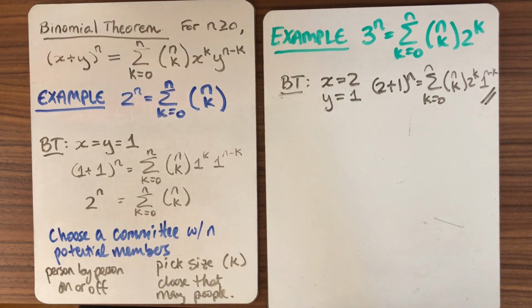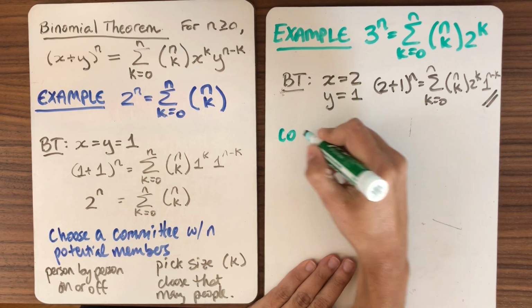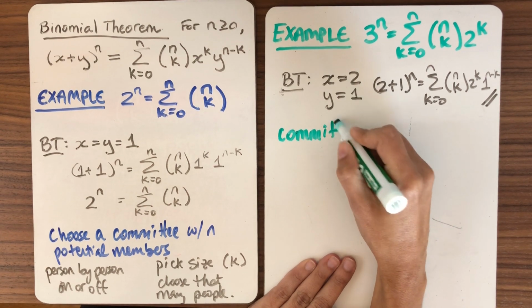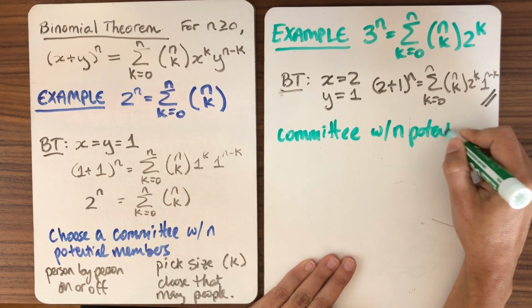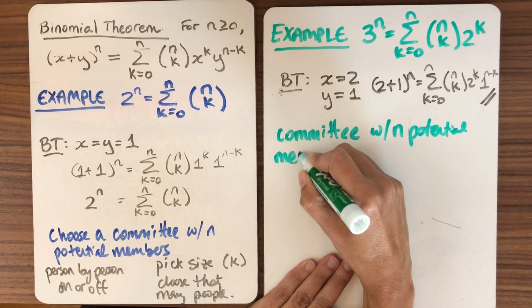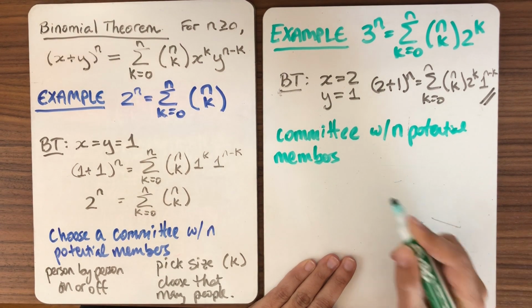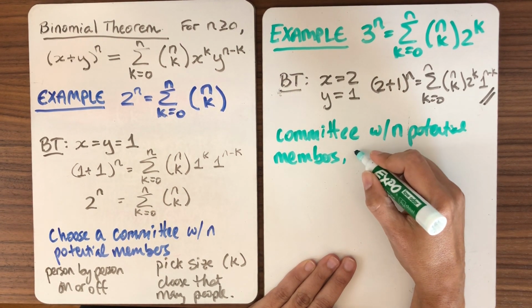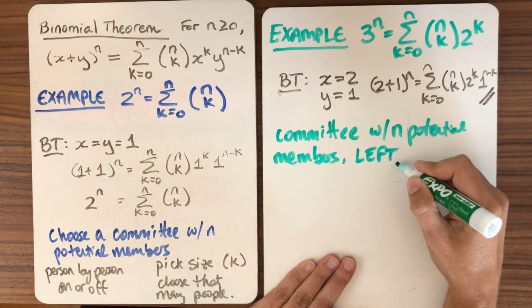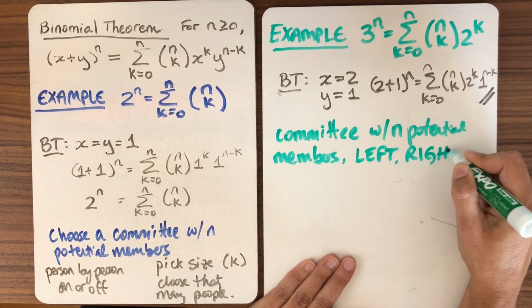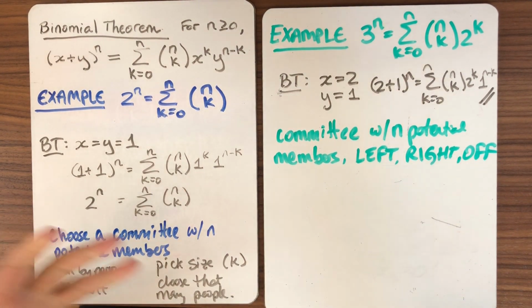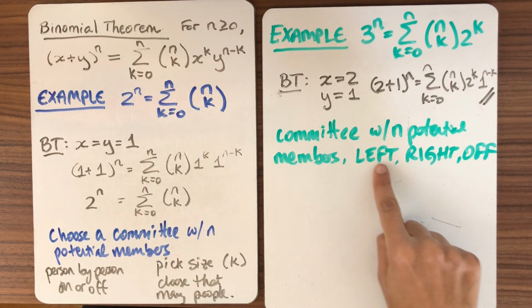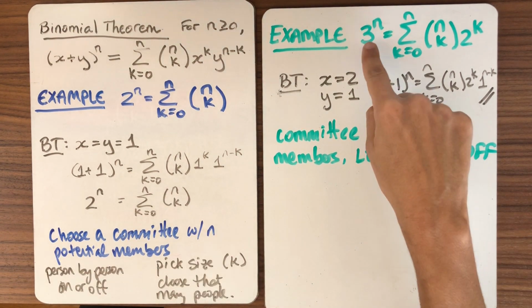Maybe I'll write my interpretation in green. So we have a committee that we're forming with n potential members. Here I want to think of them as being on the left, right, or off the committee. Maybe I think of my committee as having 2 sides, or maybe there are 2 teams that I'm playing, and you're either playing on the one team, the other team, or you're not playing at all. Those are my 3 choices.